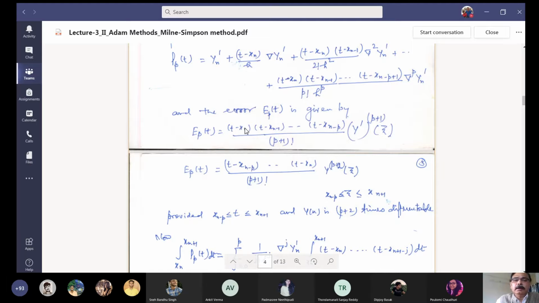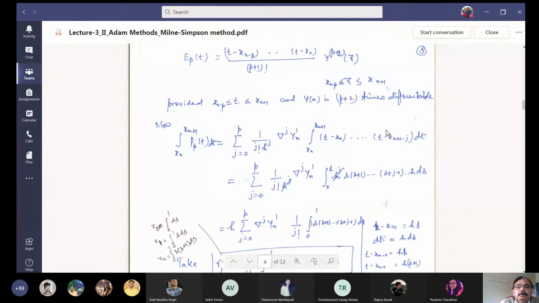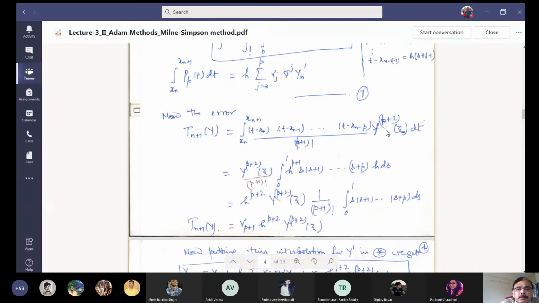(t minus x_{n-1}). Here we see in the end we have terminated the thing one term less, instead of x_{n-p} it is x_{n-p+1}. So that is p minus 1 basically, inside the bracket, if you see p minus 1. So the error will have all the terms with y prime (p+1) at xi. So I will just come back to error.